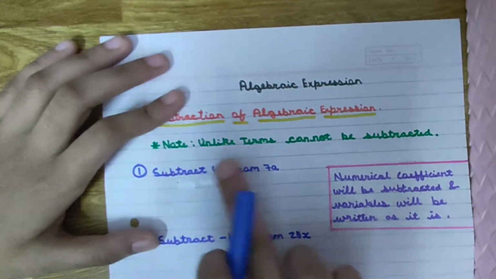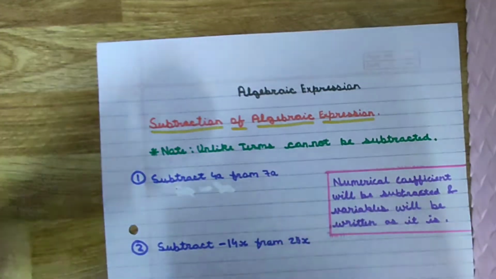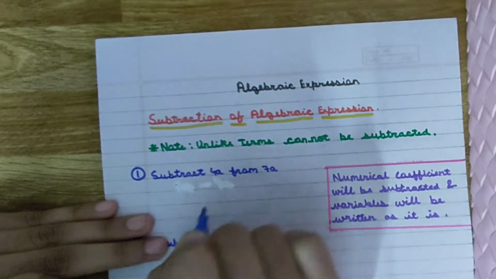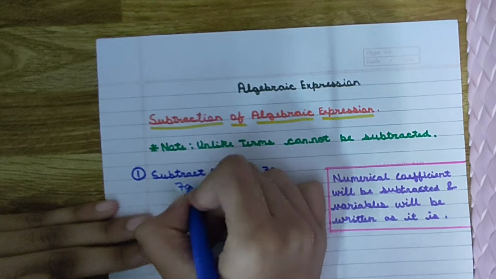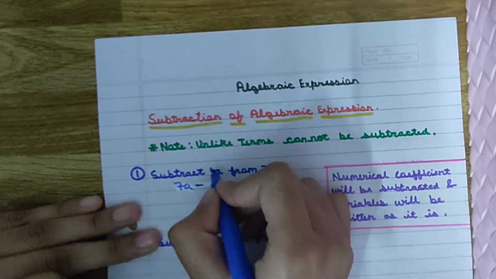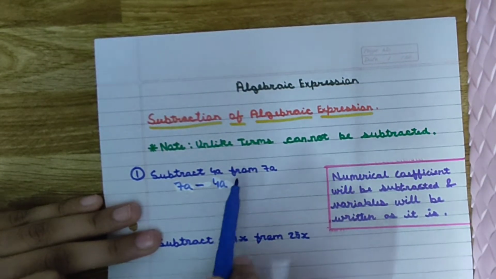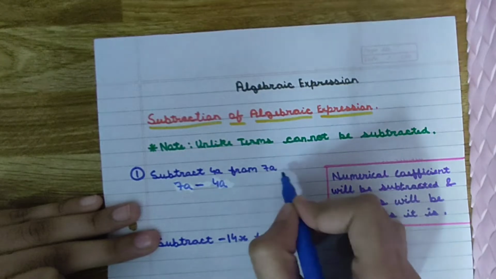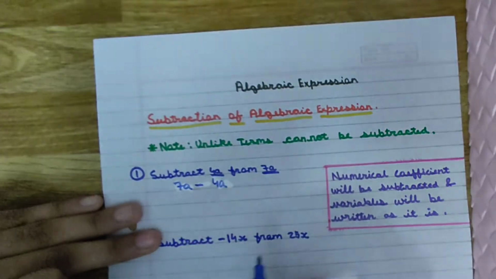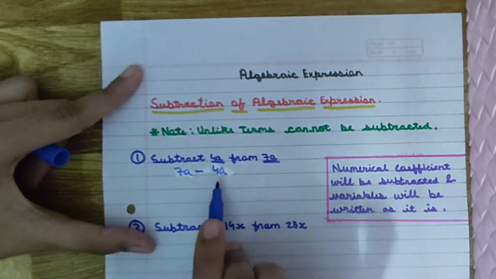So here we have: subtract 4a from 7a, which means we have 7a and we have to take out 4a from it. While we subtract, always the bigger number is written first. So we will write 7a, then the subtraction sign, and then 4a. Whenever you get a 'from' question like this, you should always write the second term first. Here 7a is bigger and 4a is smaller when we compare with 7a, so we will write 7a first and then 4a.